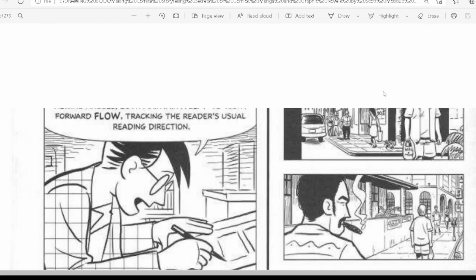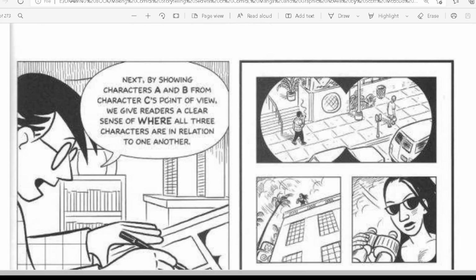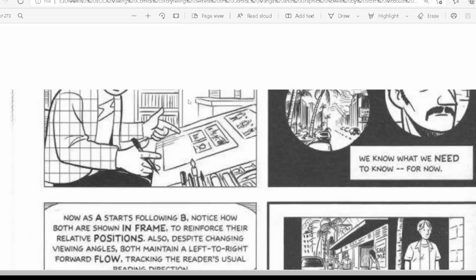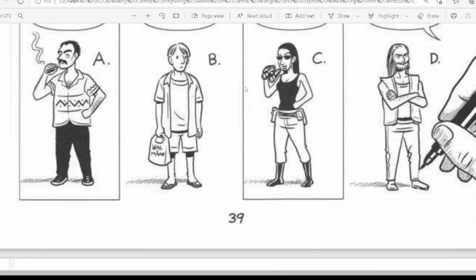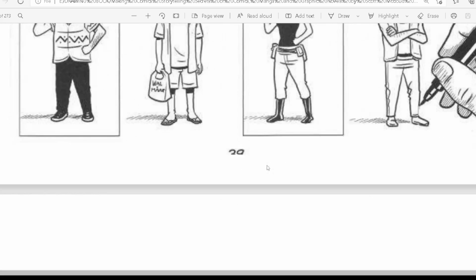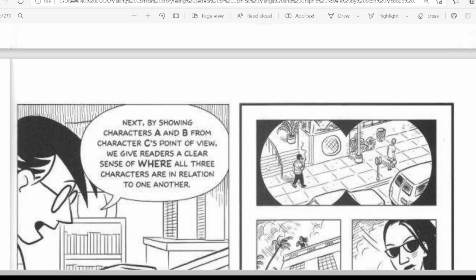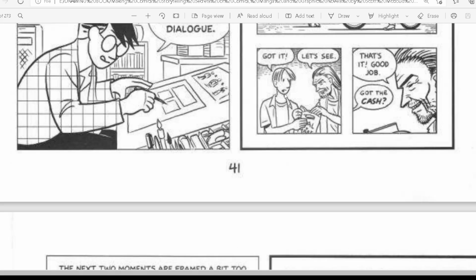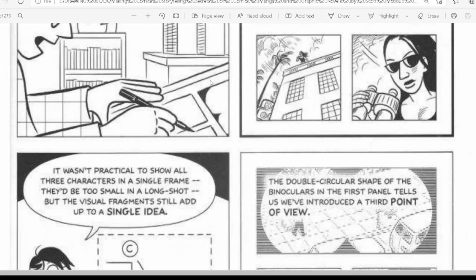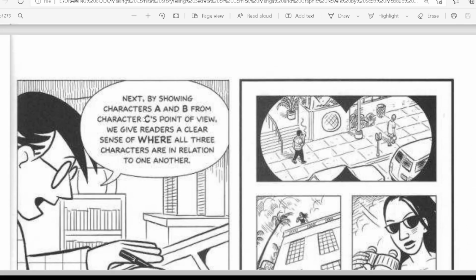Okay, right. Next, by showing characters A and B from character C's point of view, we give readers a clear sense of where all three characters are in relation to one another. So let's see, what was the third, a mysterious woman. So basically here you can see how beautifully the author connects the three characters.